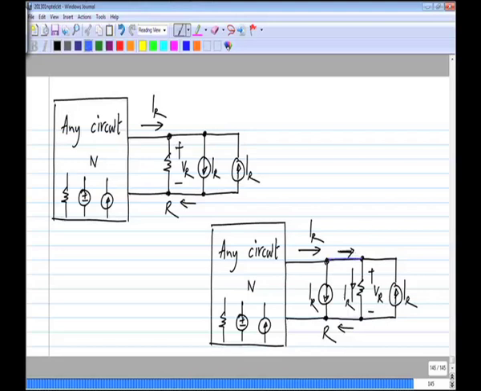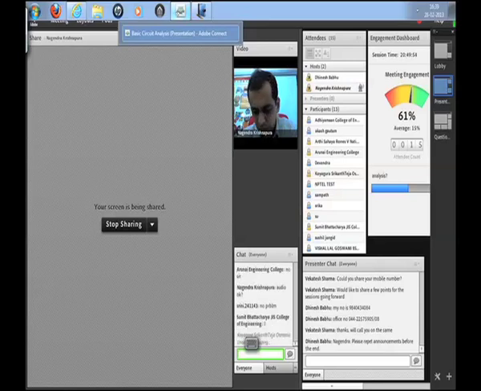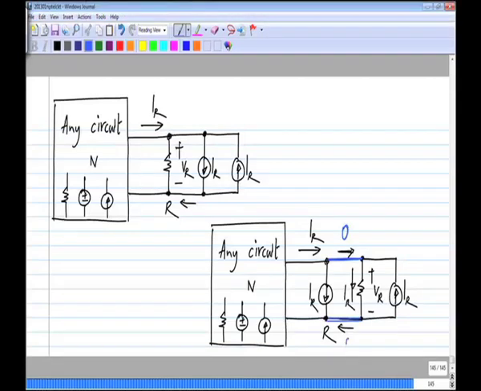Let me show that in blue. What will be the current in these blue wires? I think all of you can immediately recognize that this current is zero. Now if a wire is carrying zero current, there is no point having that wire. I may as well cut it off. So this current will be zero, so I can cut this off and nothing will change in the circuit.